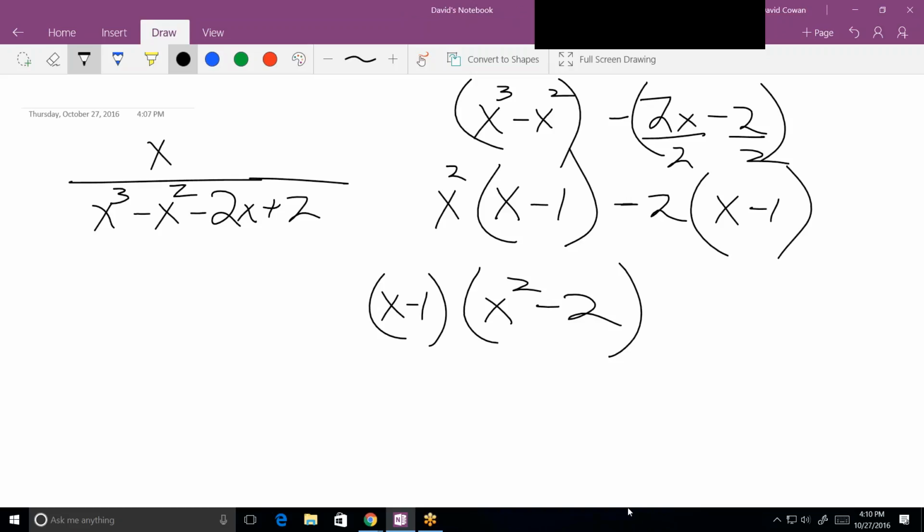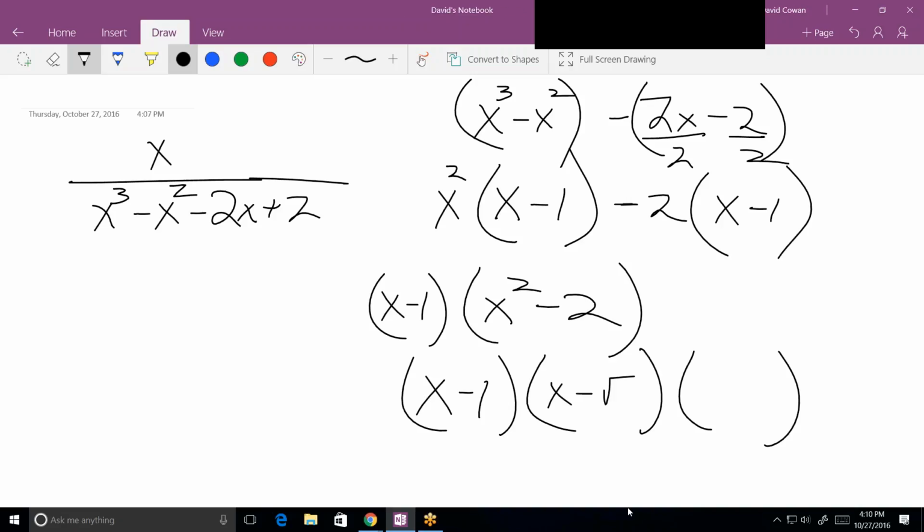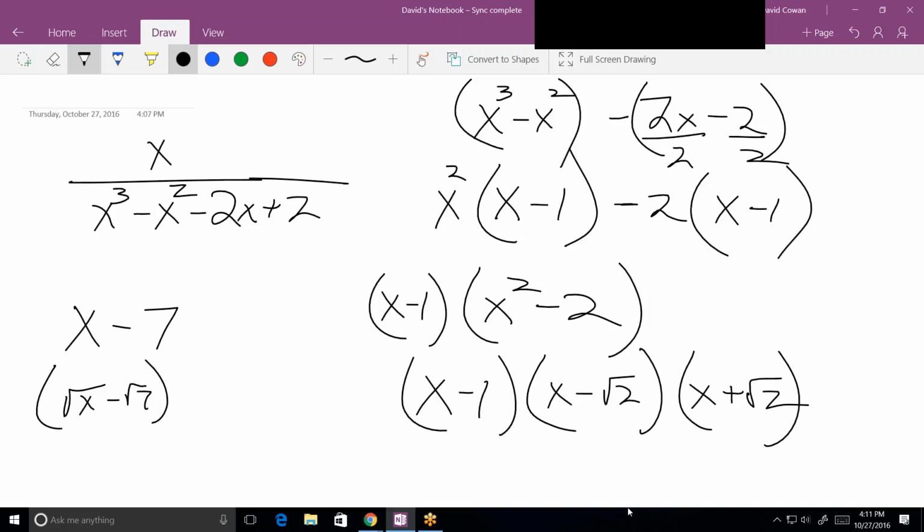And that actually is not an irreducible quadratic. This is something else, maybe new for you. You don't actually have to have difference of perfect squares. That's x minus square root of 2 times x plus square root of 2. Anything can be used for this. If I told you I had x minus 7 and you had to factor it, well, that's the square root of x minus the square root of 7 times the square root of x plus the square root of 7.